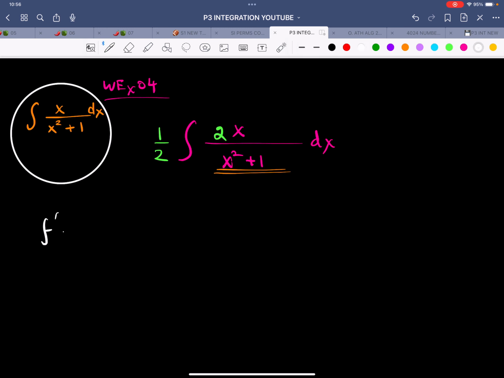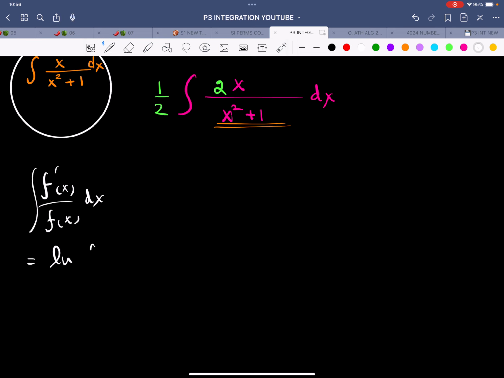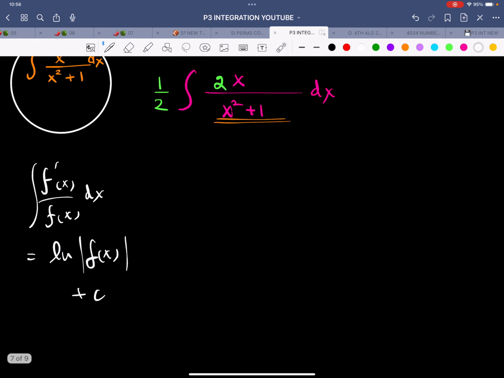That is this thing. If the numerator is the derivative of the denominator, then the integral is ln of the denominator plus a constant of integration c. So this half on the outside remains as it is. And what happens on the inside? That is ln of x square plus 1 plus a constant of integration c.